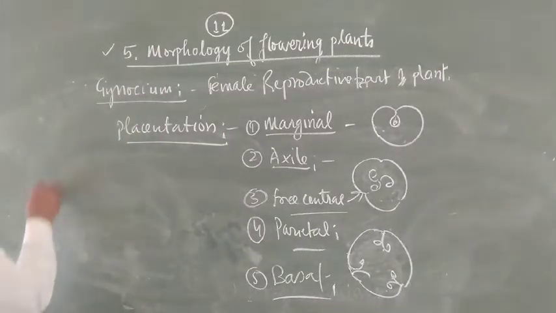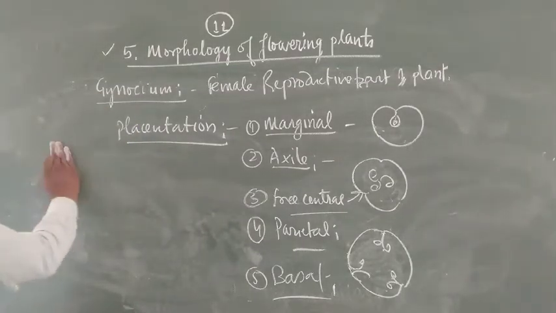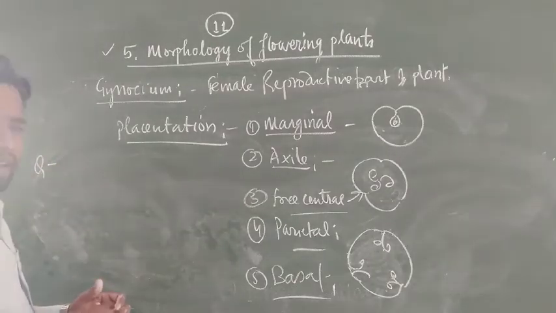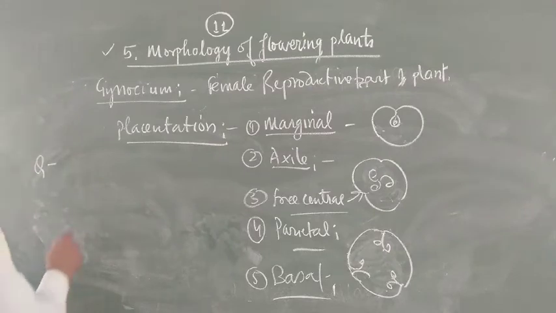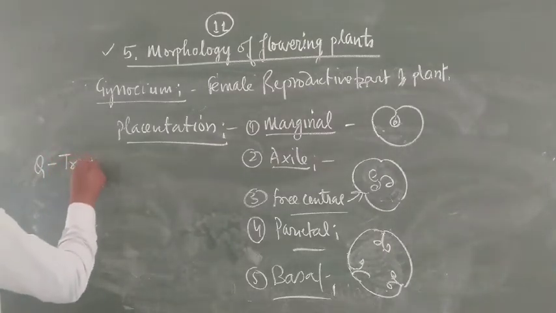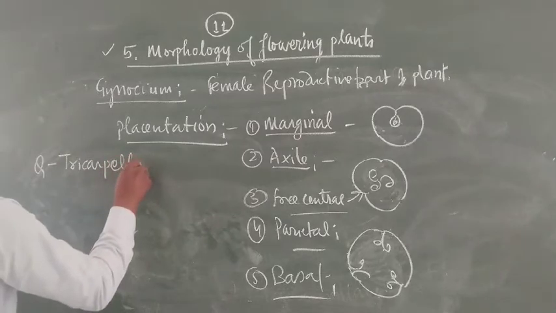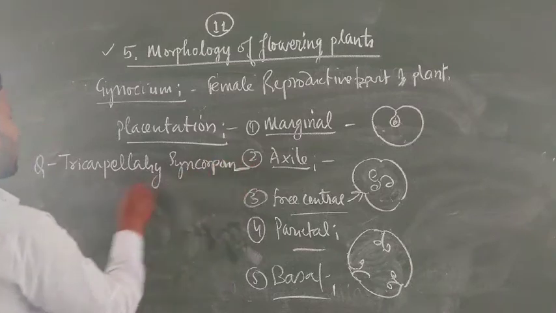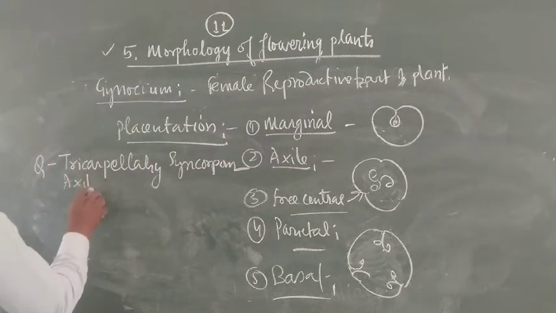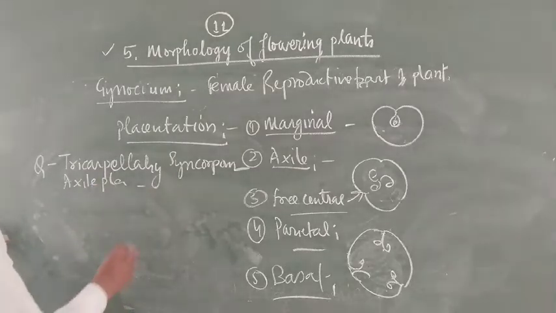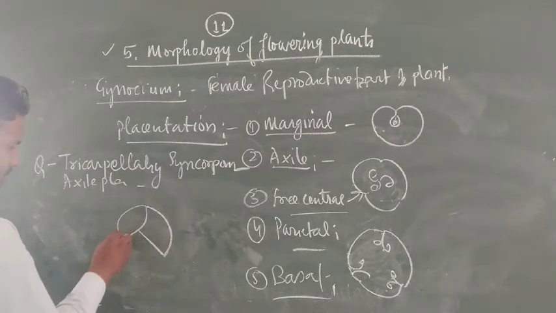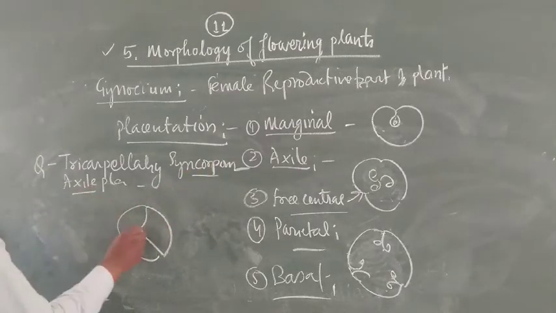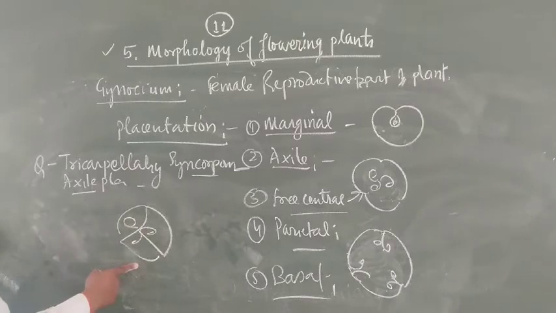How can you understand if I am talking about a question? What is the question? The question is: prepare an ovary with tricarpellary syncarpous axial placentation. Tricarpellary syncarpous axial placentation. You can see this is a tricarpellary condition. Okay. All are fused together. This is called syncarpous, and axial placentation means the ovules are arranged at the axial position.